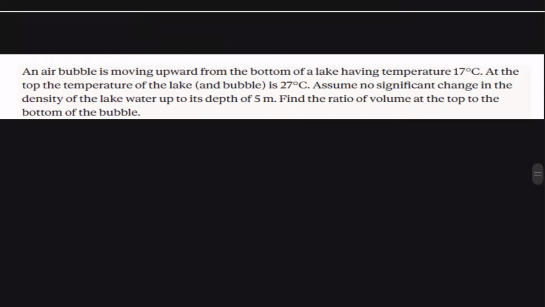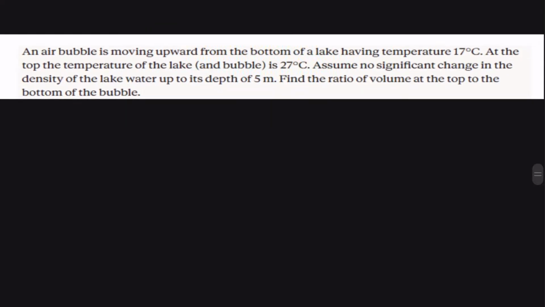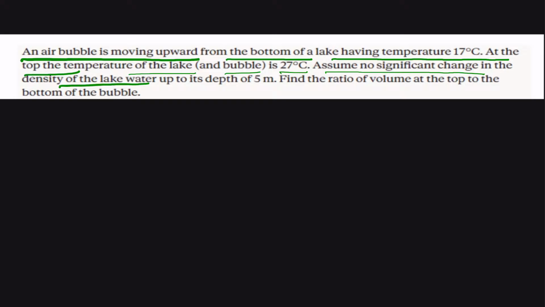Next question. It states that an air bubble is moving upward from the bottom of a lake having a temperature of 17 degrees centigrade. At the top, the temperature of the lake and the bubble is 27 degrees centigrade. Assume no significant change in the density of the lake water up to the depth of 5 meters. Find the ratio of the volume of the bubble at the top to the bottom.